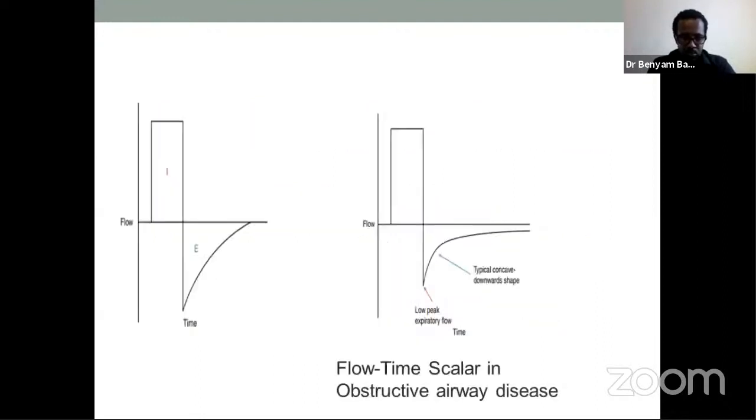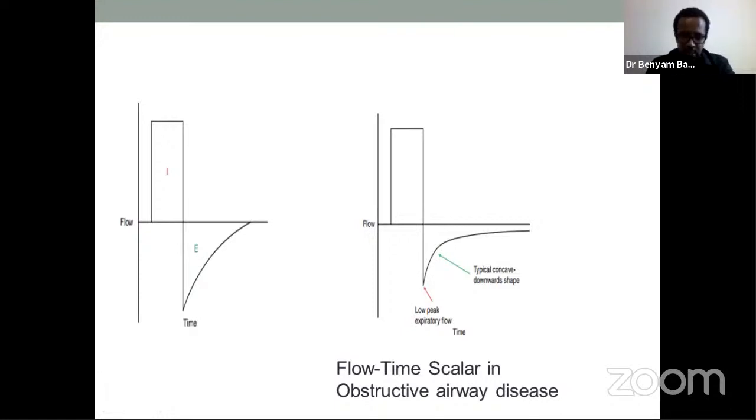So this is what an obstructive flow time scalar looks like in obstructive airway disease. As you can see, the peak expiratory flow is a bit lower, and the exponential decay of the expiratory phase is also affected. The curve has gone deeper and is more extended, more stretched. So it implies there is airway obstruction.